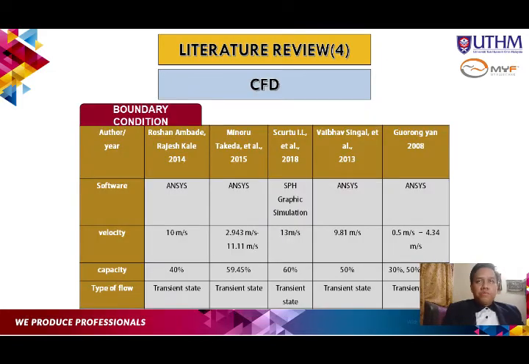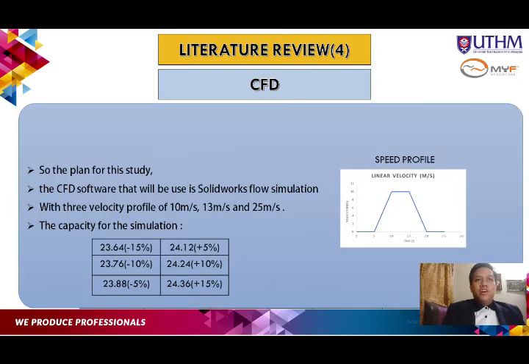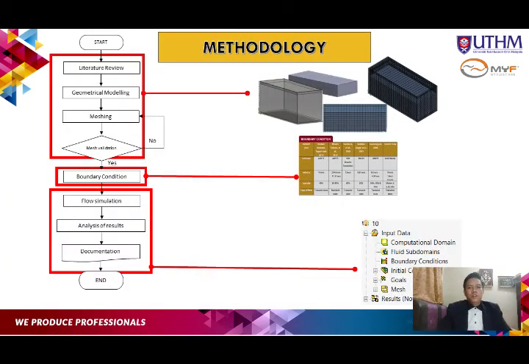Literature review 4 on CFD. So the table shows the software used by previous studies and the boundary conditions set in the simulation. So the plan for this study, the CFD software that will be used is SolidWorks Flow Simulation with 3 velocity profiles of 10 meters per second, 30 meters per second and 25 meters per second, and the speed profile as shown in the figure, and the capacity for the simulation as stated in the table. So next we proceed with the methodology.